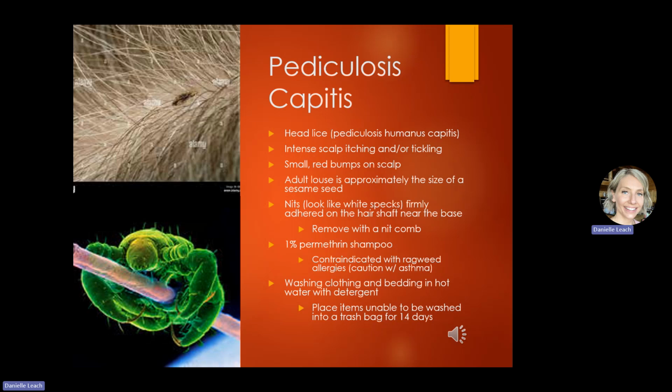This shampoo is contraindicated in children with ragweed allergies. So we want to caution using this in children with ragweed allergies and with asthma. We want to wash all clothing and bedding in hot water with detergent. So anything that you can wash, put in the washing machine with hot water. Anything that's too big to be washed or is unable to be washed because of whatever fabric it is needs to be placed in a trash bag for 14 days to allow the lice to die.